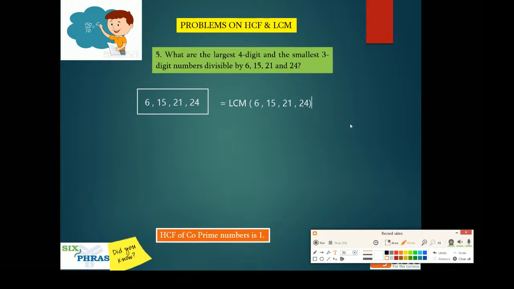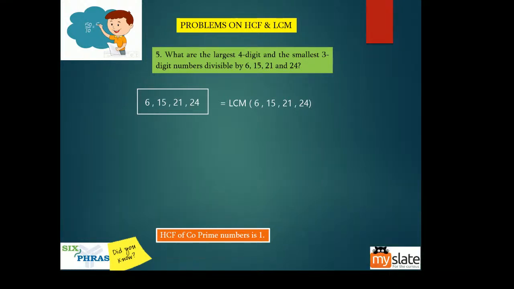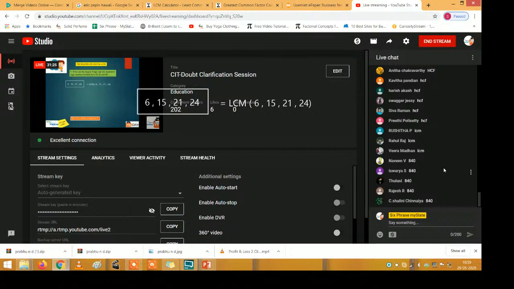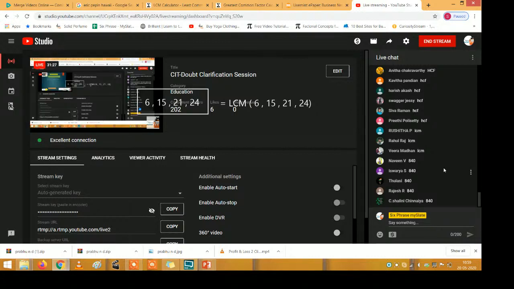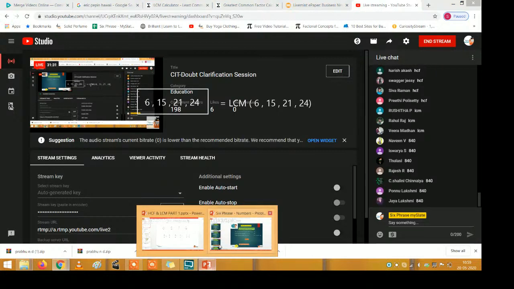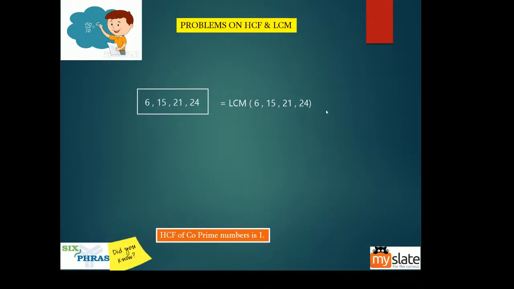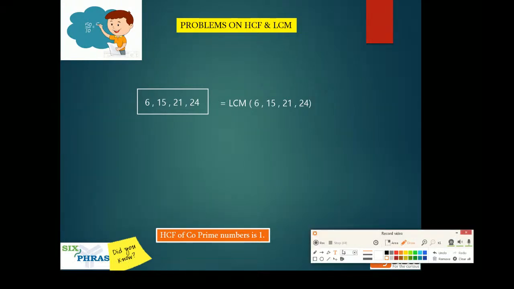Now, how much did you all get? Yes, exactly, 840. Okay, Aishwarya, you are right. Aishwarya, Tulasi, Rajesh, Shalini, you guys are right. It is 840, guys. So the LCM of all these numbers is 840.